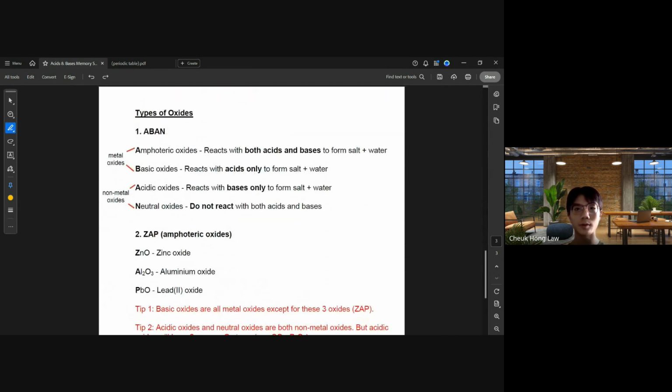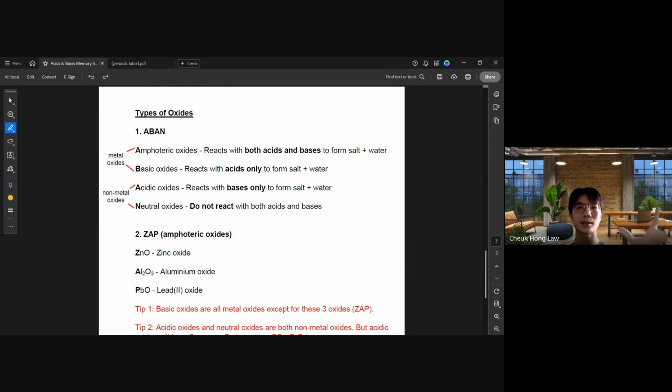Okay, and then we move on to the last part, which is the types of oxides. So the memory shortcut is ABAN. There are 4 types of oxides. A is amphoteric, B is basic, A is acidic, and N is neutral. Then I can further classify these 4 oxides into 2 groups. Your first group, A and B, amphoteric and basic, are your metal oxides.